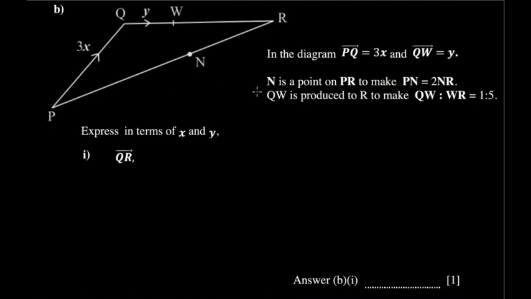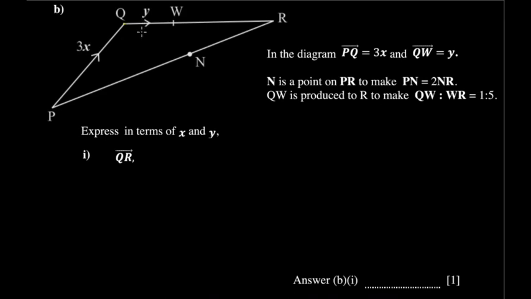Okay, so part B, we're given this diagram. It's a vector question, so you're given PQR like this. It's a triangle, and in the diagram PQ is equal to 3x, just like how it's labeled here. This one is equal to y, and notice that they put the y between Q and W. This is how you'd interpret it. If y is put in between Q and W, it means that y is vector QW. If y were vector QR, they would put the arrow here. So they don't do that for that reason.